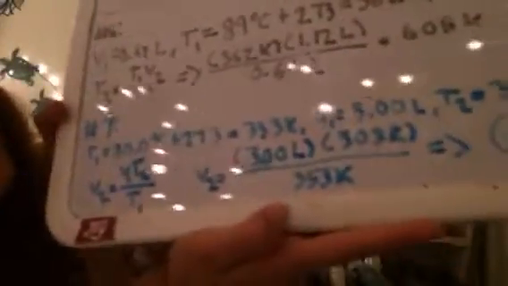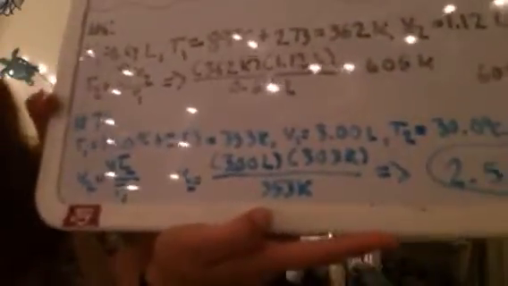So to rearrange from Charles's initial law equation, you would get V2 is equal to V1 times T2 all over T1. And plugging in the variables we decided on, you do 3.00 liters times 303 kelvins all over 353 kelvins. Calculating that out, you would get a final answer of 2.58 liters.